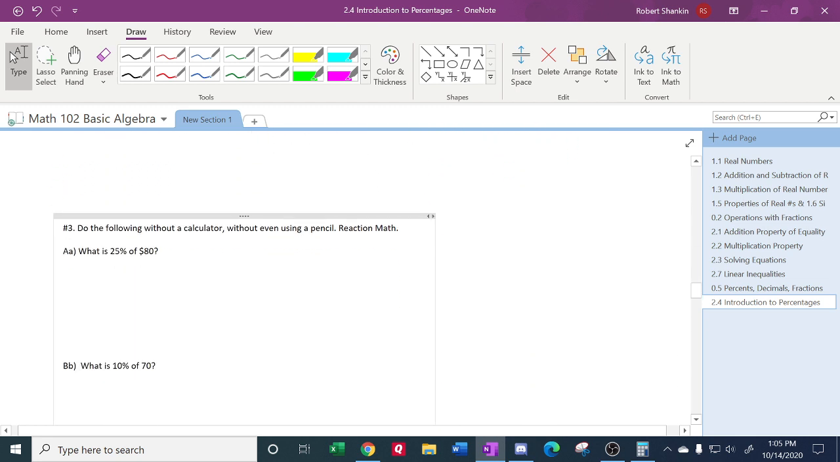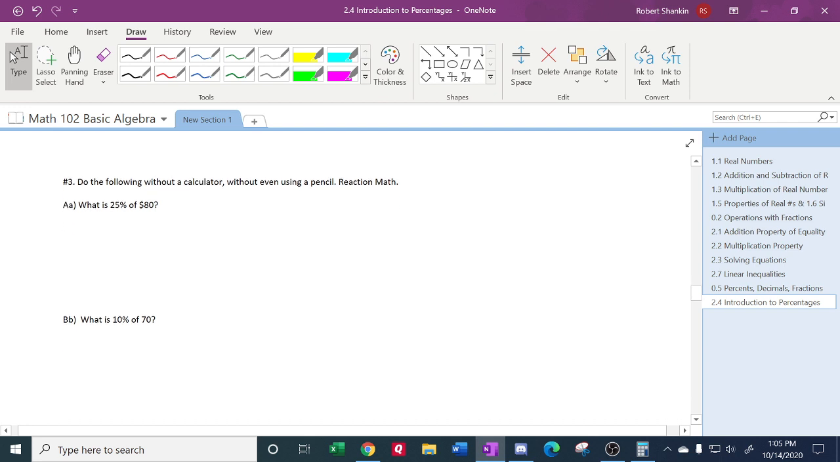Okay. Do the following without a calculator, without even using a pencil. It's what I call reaction math. So, do the first two. 25% of $80, 10% of the number 70.